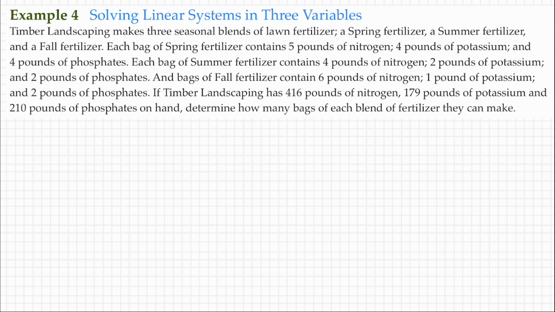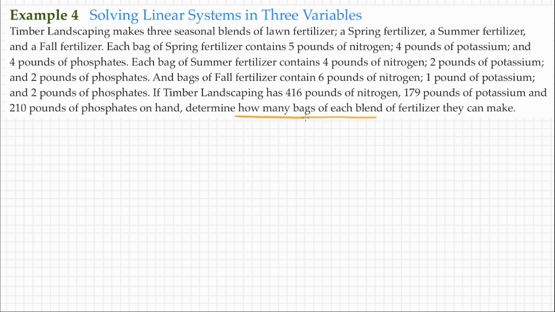If Timber Landscaping has 416 pounds of nitrogen, 179 pounds of potassium, and 210 pounds of phosphates on hand, determine how many bags of each blend of fertilizer they can make. Now recall that word problems will contain rows and columns, and we'll construct a table to organize the items. And as we look right here, we want to see how many bags of each blend.